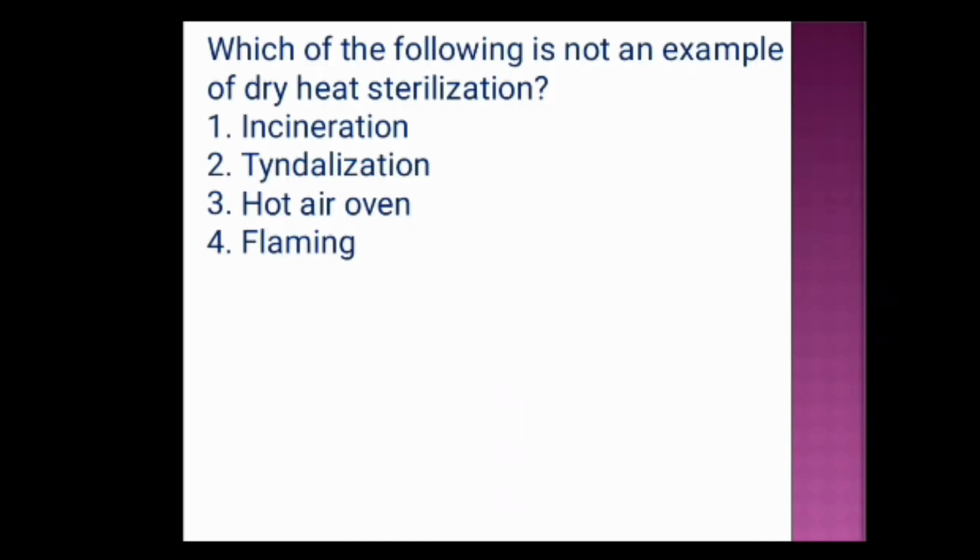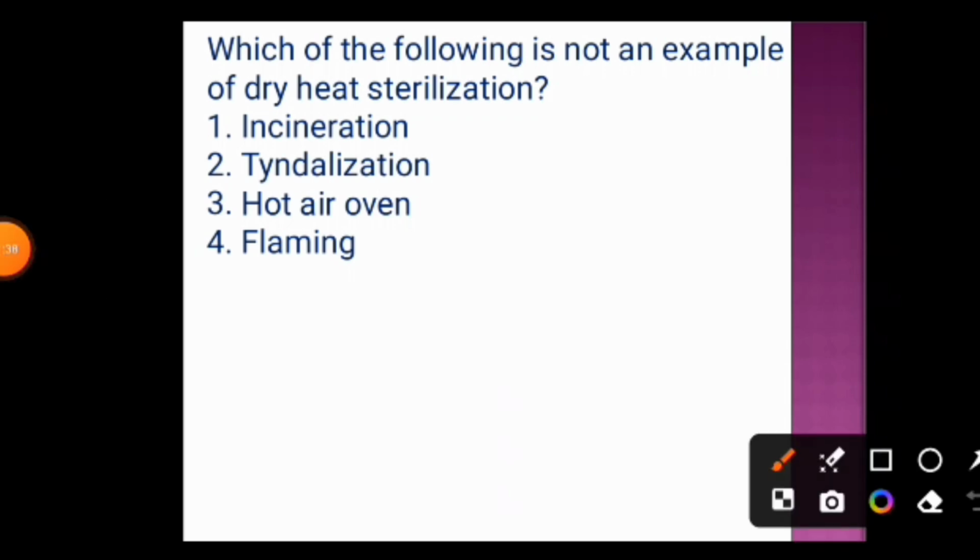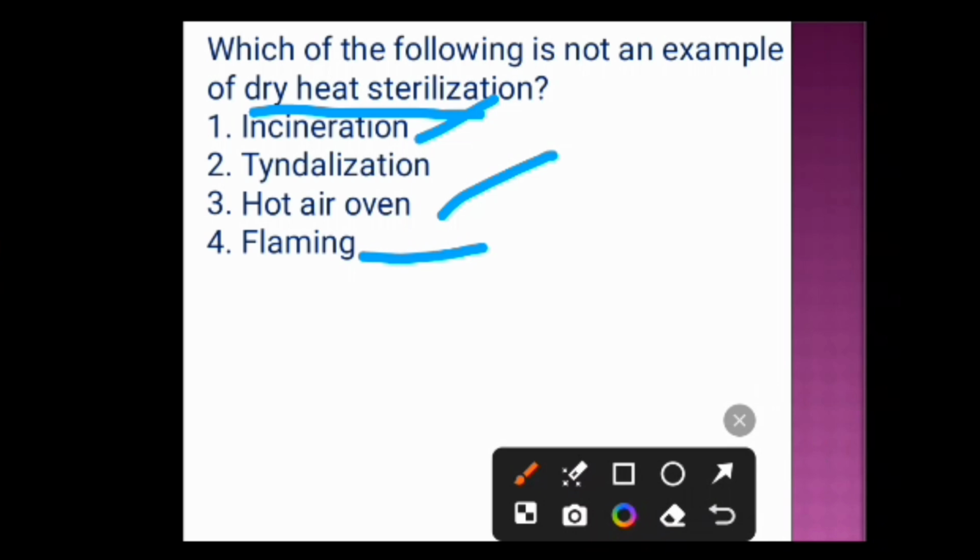Now, next, coming to the MCQ part. The first question: which of the following is not an example of dry heat sterilization? Option 1, incineration. Option 2, tyndallization. Option 3, hot air oven. Option 4, flaming. I hope you will remember that dry heat sterilization includes incineration, hot air oven, and flaming. These are three important methods of dry heat sterilization.